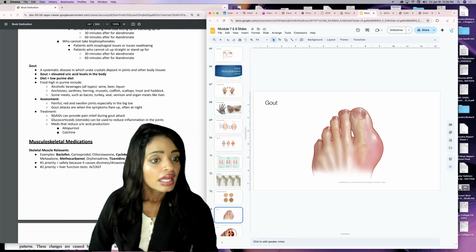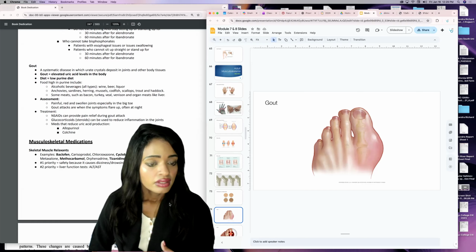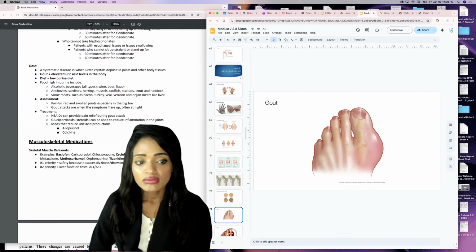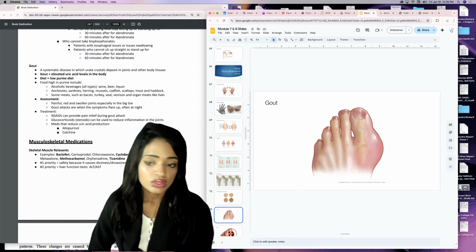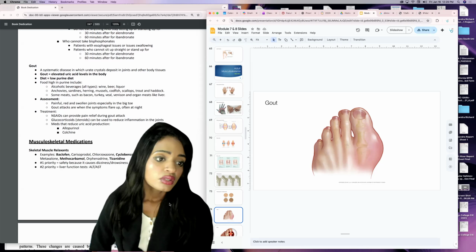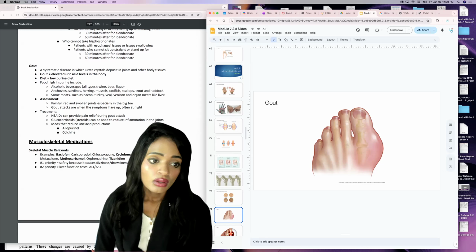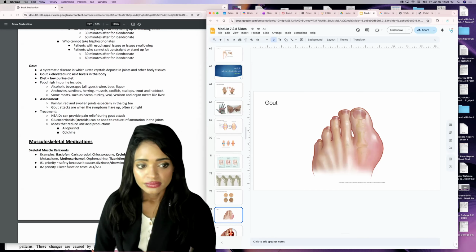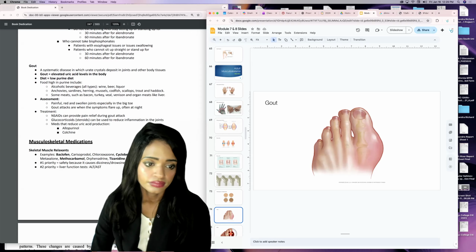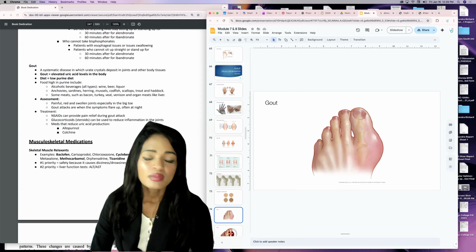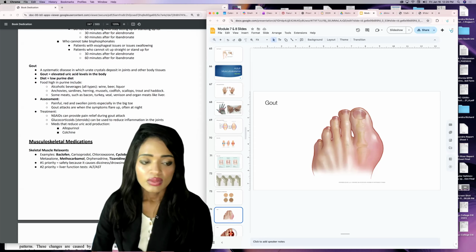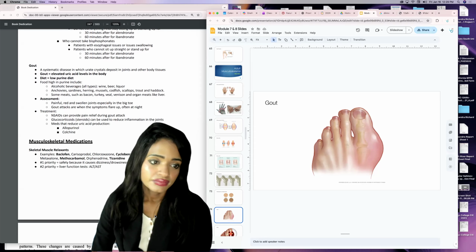Treatment: NSAIDs and steroids. NSAIDs will provide pain relief. The steroids would reduce inflammation in the joints. And certain medications reduce uric acid production, allopurinol and colchicine.